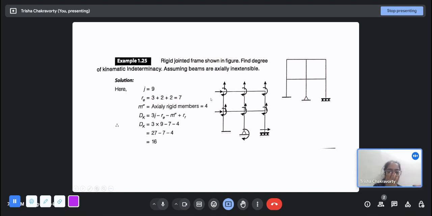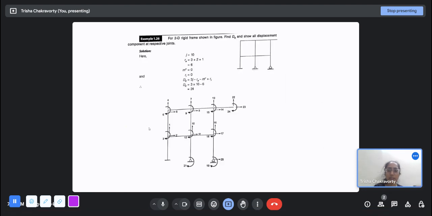There is no internal hinge, so that R term is 0. So 27 minus 7 minus 4, there are 16 degrees of freedom. Basically, kinematic indeterminacy is the number of free degrees of freedom. Now, there is another example.